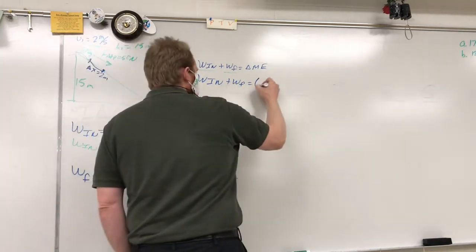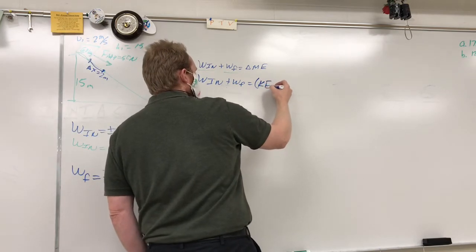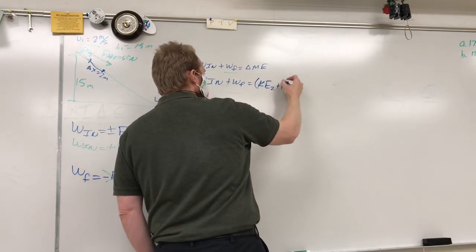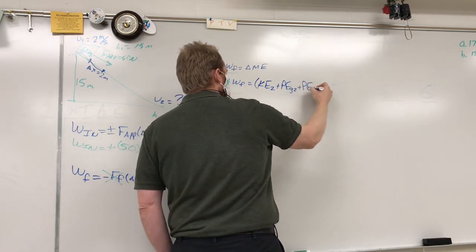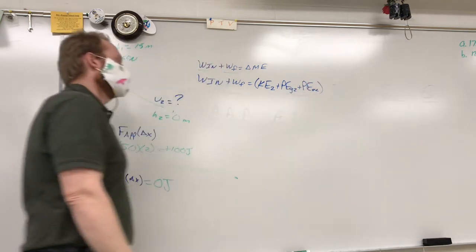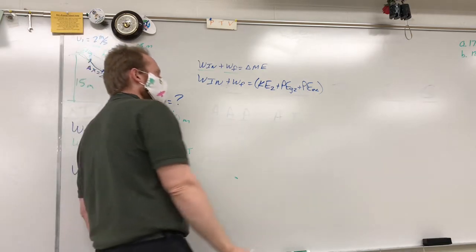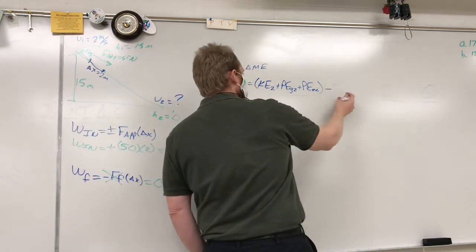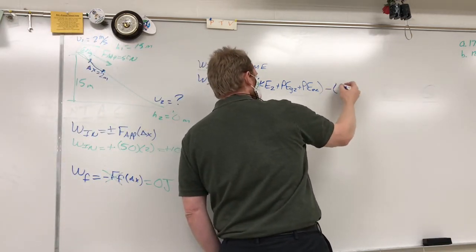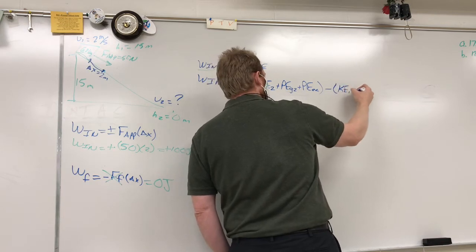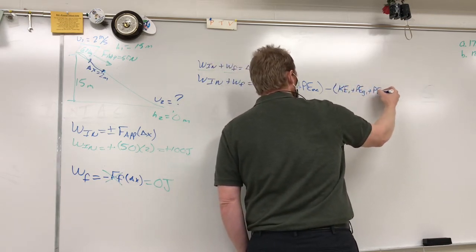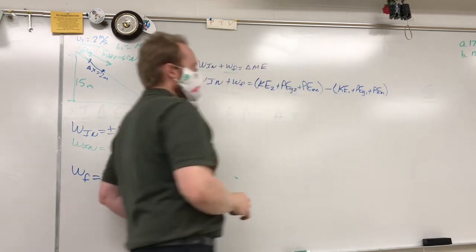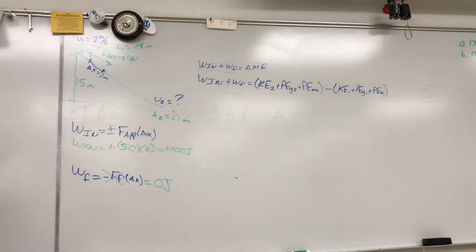So if we expand this out, ME2 minus ME1. ME2 is those 3 energies, KE2, PEG2, PEE2, all added together, final minus initials: minus KE1, PEG1, PEE1. Okay, so that's where we're at.